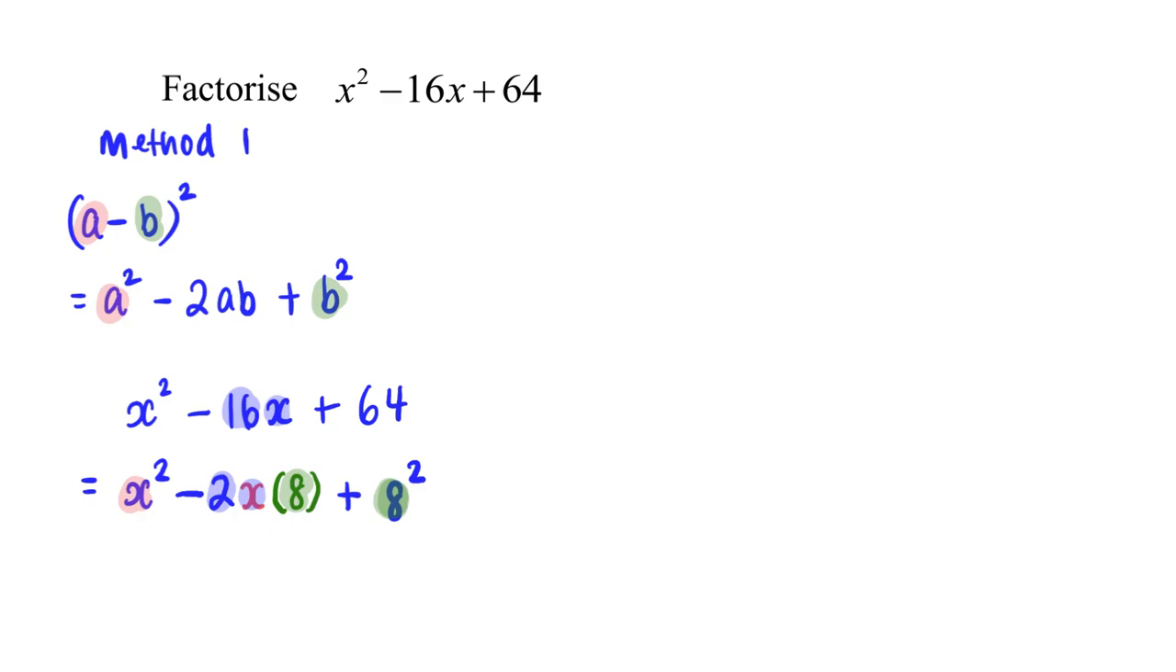Therefore, I hope you can see that the red color x and the red color a, the green color b and the green color 8, they are corresponding and matching neatly. And therefore, I could write as such. So this is method 1 by using the special result to factorize it.